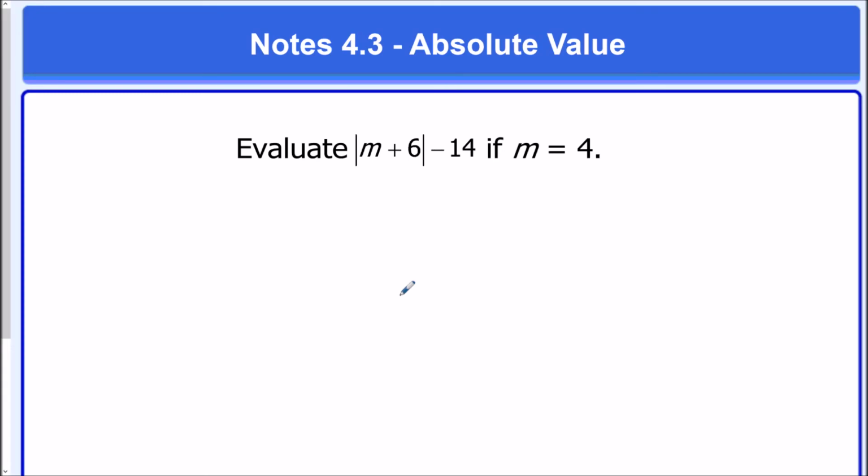Hi everyone. Notes 4.3 are on absolute value. I'm going to have you guys watch it today in class. Once you go through it, then you should be able to do the assignment. If you have any questions, let me know and I'll answer them tomorrow. We'll also finish the sign of x column tomorrow when I see you guys in class.